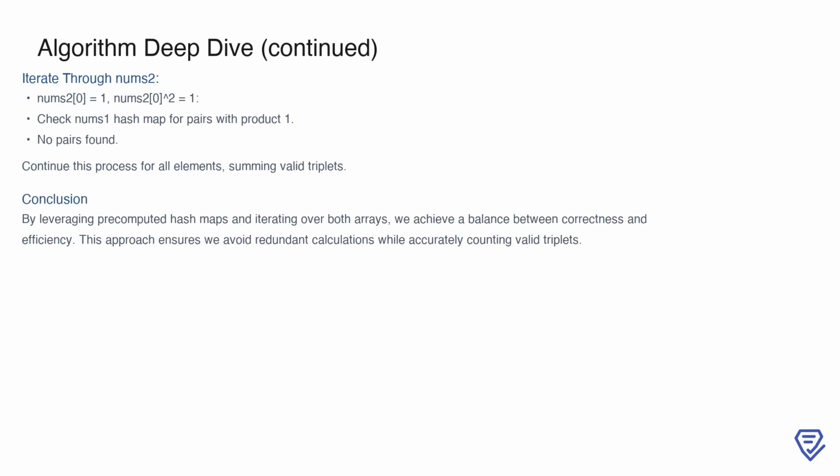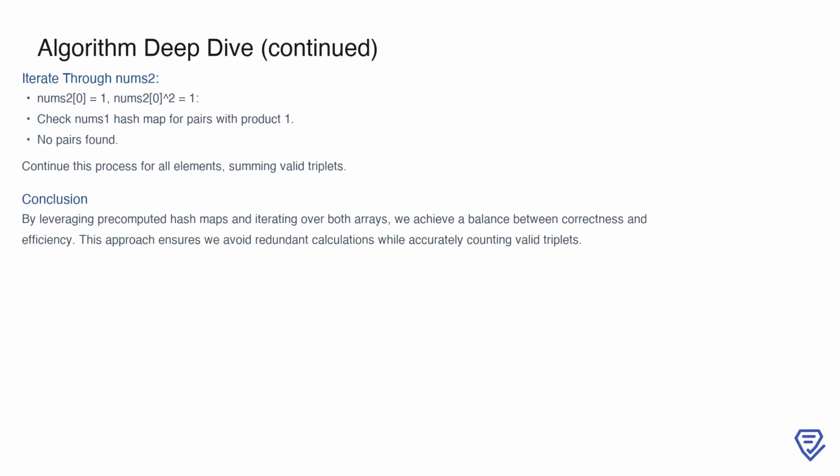Now, iterating through nums2, we start with nums2[0] equals 1. Its square is 1, but checking the nums1 hash map reveals no pairs with a product of 1, so no valid triplets are found for this case. This process is repeated for all elements in nums2, ensuring we account for every valid triplet.